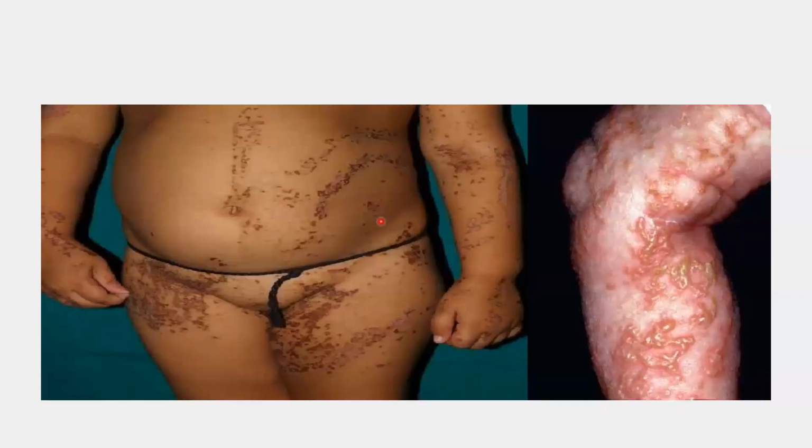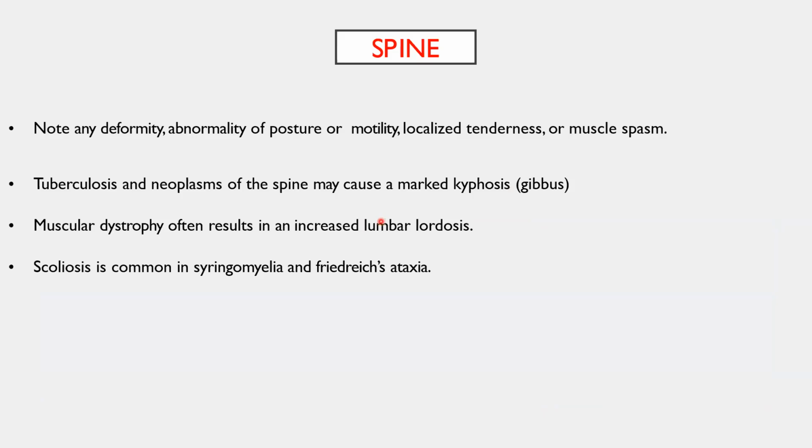Next. This is again one more picture that depicts the involvement of lines of Blaschko, that is, development along the dermatomal distribution, skin dermatomes. And last one is spine.